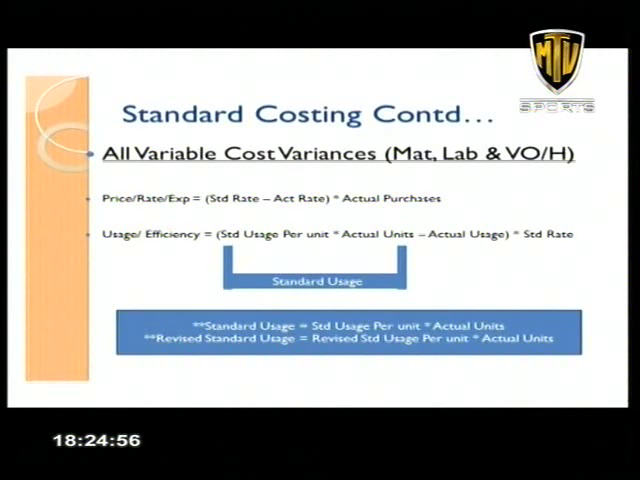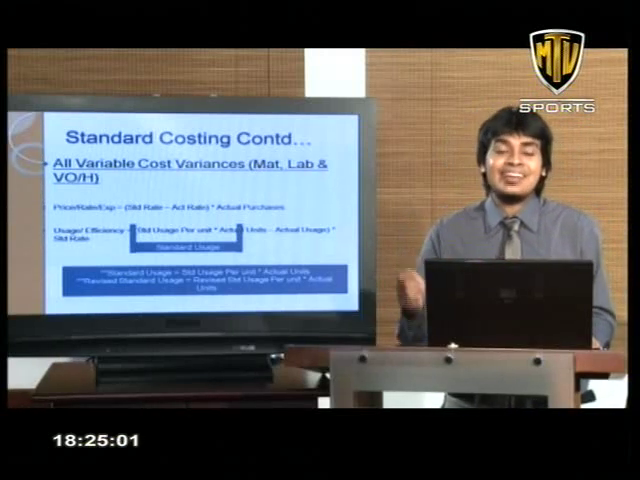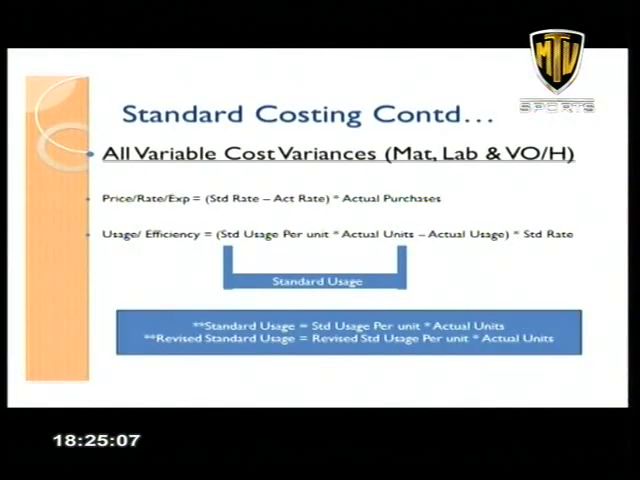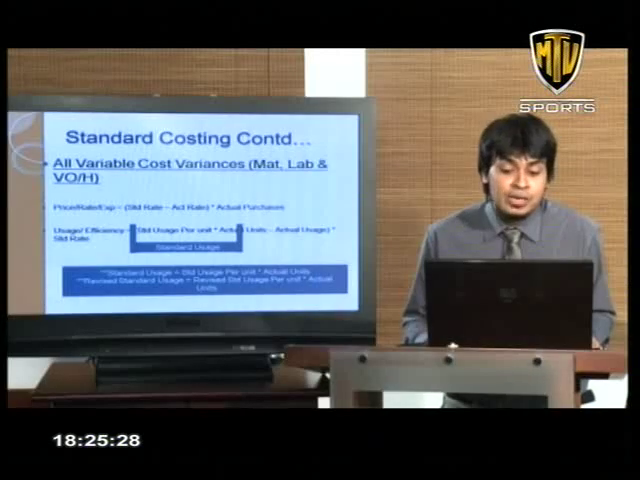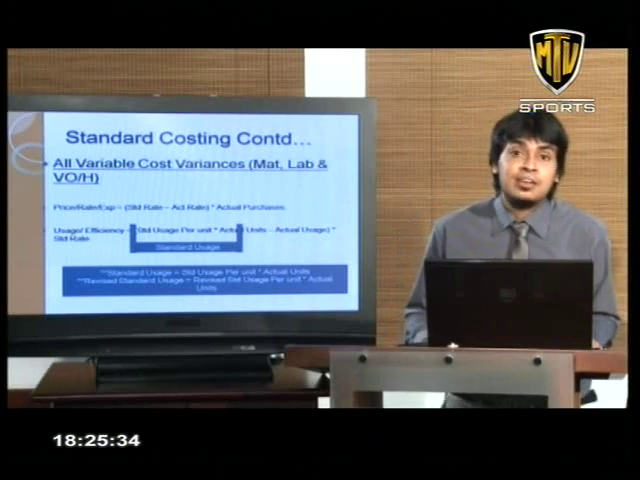Another important thing that I want to highlight here is something called revised standard usage. We will be coming across this at a later area when I'm discussing planning and operating variances. As far as revised standard usage is concerned, again, you're going to revise only the standard usage per unit. You will not be revising the number of units. The number of units will still continue to be actual units. So the revised standard usage will be equal to revised standard usage per unit multiplied by the actual number of units.